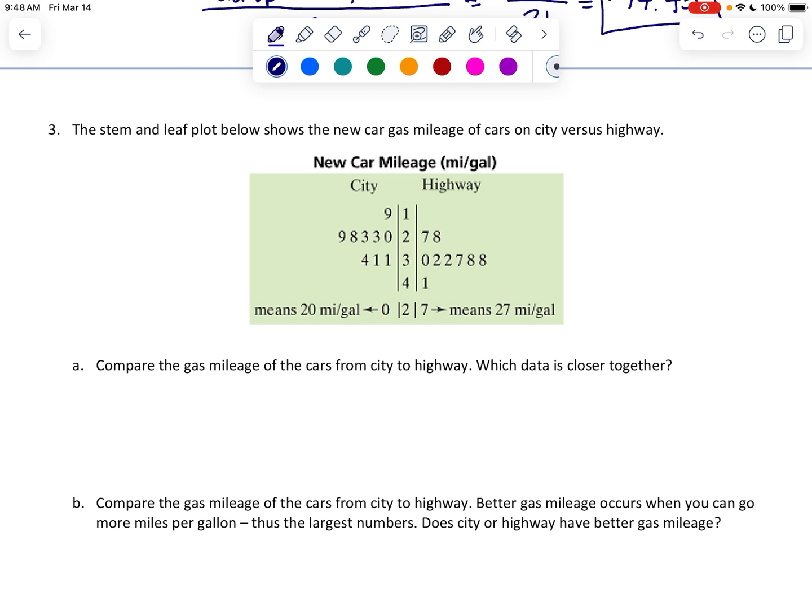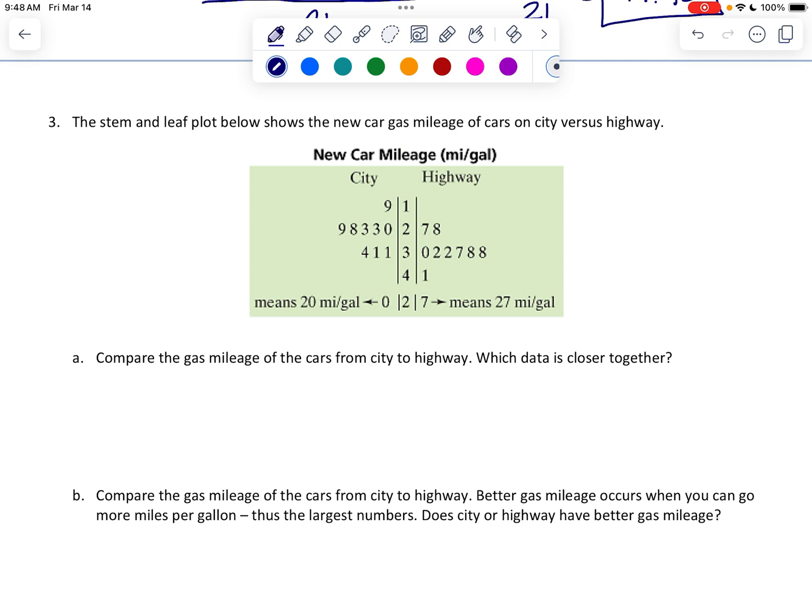So it's asking us to do a couple of things here. It says, compare the gas mileage of the cars from city to highway. Which data is closer together? So what exactly am I supposed to do with this? Which data is closer together? That is asking you something that you already know how to do, just in a different way. It's asking which range is the smallest. So which range is the smallest? Okay, so that's what we have to find. We've got to figure out the range of both of these things.